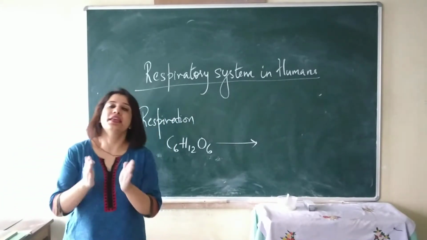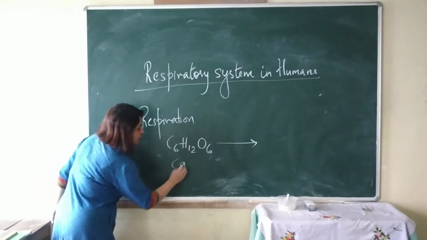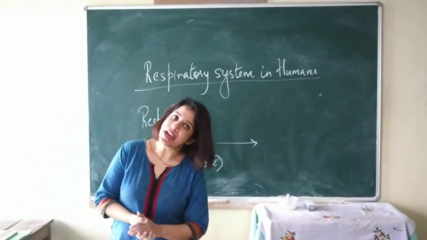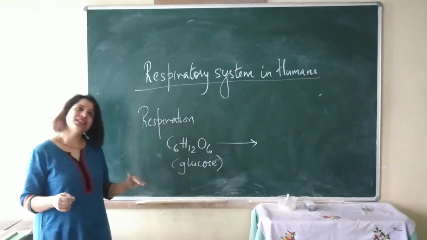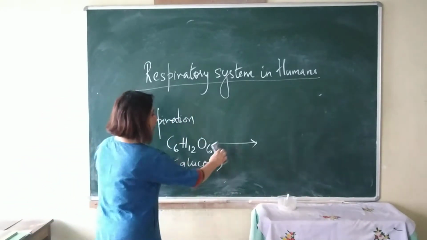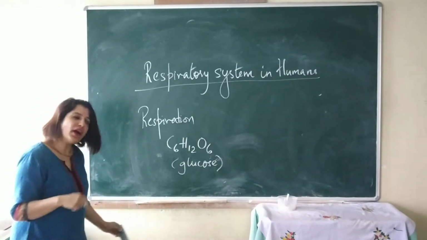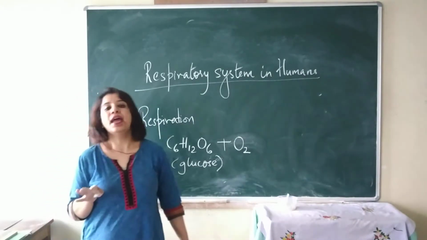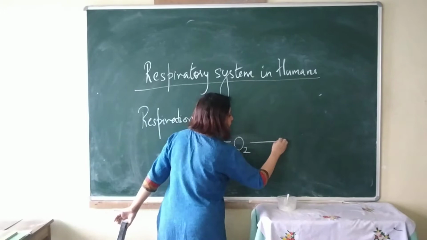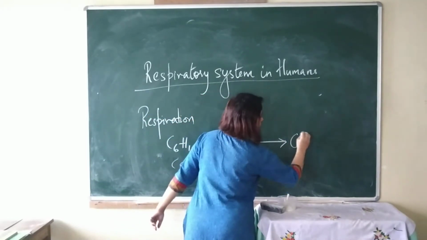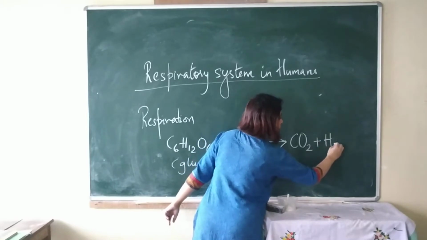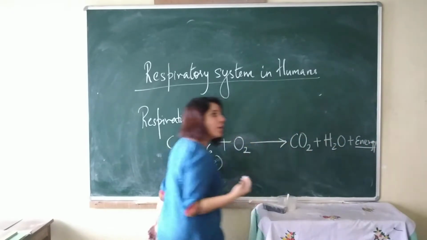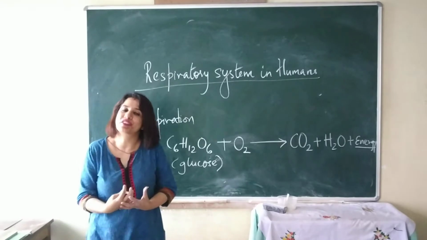C6H12O6. This is the chemical formula for glucose. Okay, so the food that we take in, the carbohydrates or glucose, the formula is C6H12O6. Now this food or the glucose or the carbohydrate that we take in combines with that oxygen which is absorbed by hemoglobin. Okay, and then carbon dioxide, water and energy is produced.